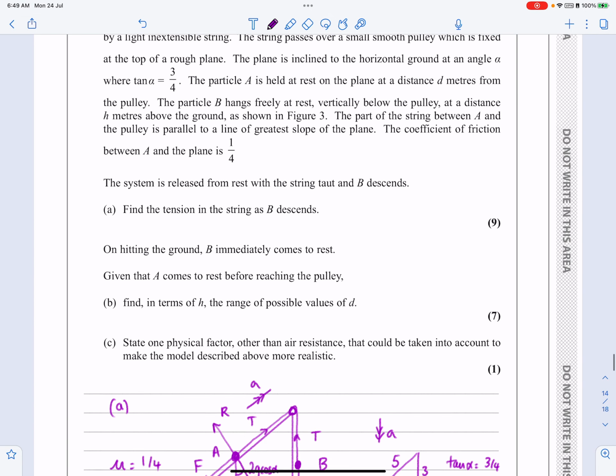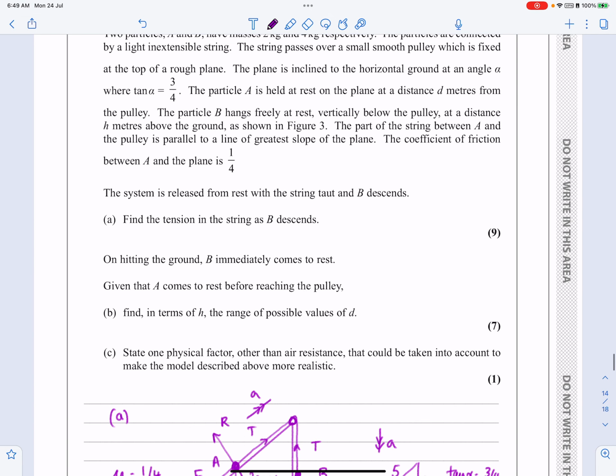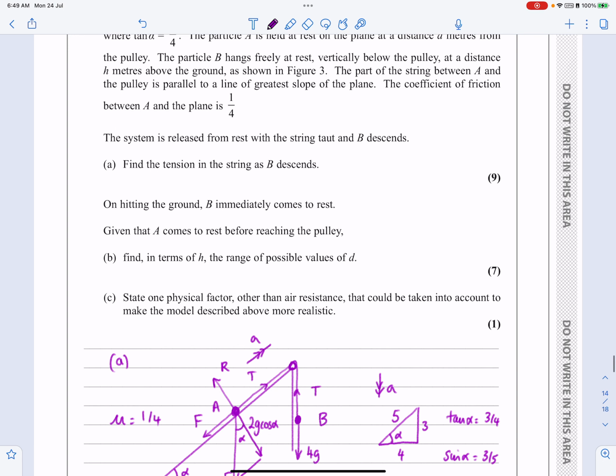So it says, on hitting the ground, B immediately comes to rest. Given that A comes to rest before reaching the pulley, that will always happen. They're not going to have it hitting the pulley. It would cause all sorts of problems modelling. Find in terms of H the range of possible values of D. Wow. So again, this is an interesting question here. Just straight in with the 7 marks. They're not trying to help me out at all here with what's going on. They've just said, yeah, just get on and do it.